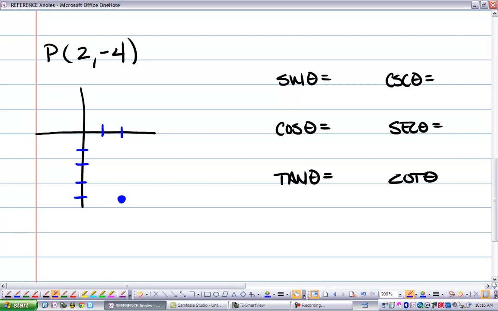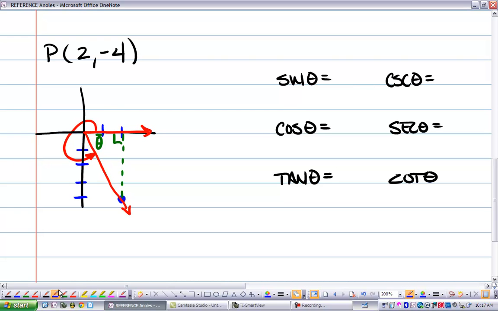The angle terminates at that point, so my terminal ray will go through that coordinate. All right, remember, it still starts here. So here's theta. Okay, we don't know how to find it just yet. Don't worry about that. But we're going to make what's called a reference triangle. Reference triangles always touch the x-axis. So here is theta. Here's my reference angle.